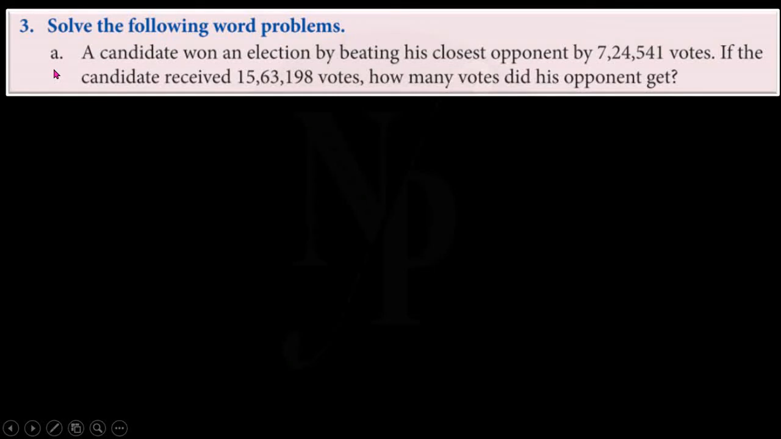Let us take the first question. A candidate won an election by beating his closest opponent by 7,24,541 votes. If the candidate received 15,63,198 votes, how many votes did his opponent get?